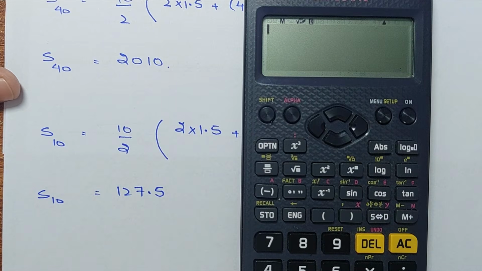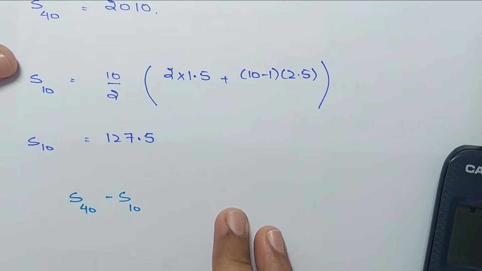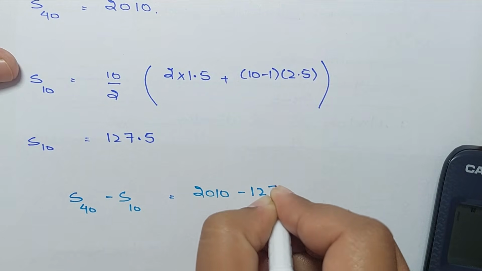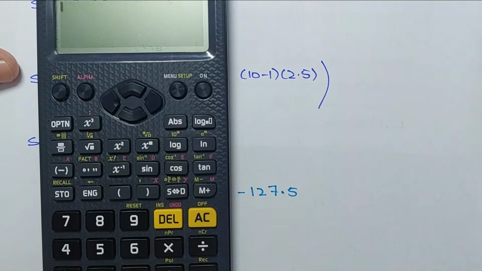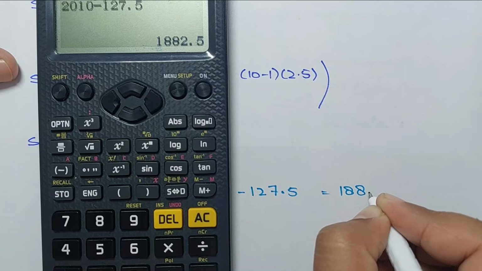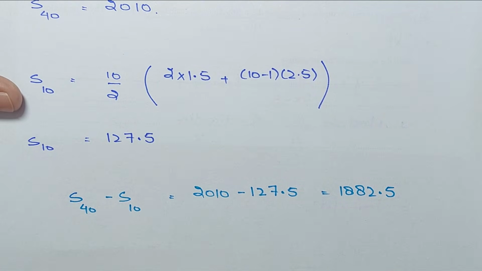All right, now we need to figure out S40 minus S10. This is S40, this is S10. S40 is 2010 minus 127.5. 2010 minus 127.5 is equal to 1882.5. So this is the solution. S40 minus S10 is 1882.5.